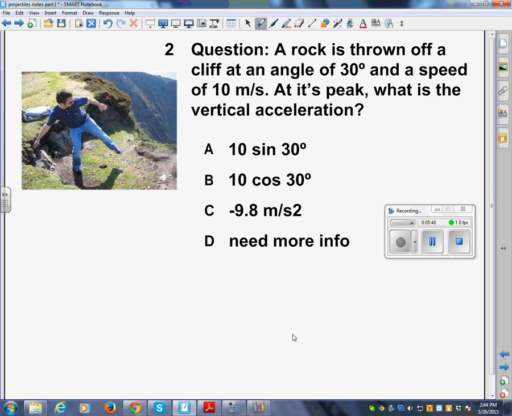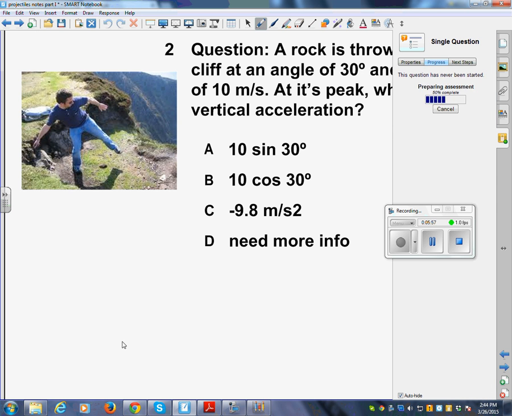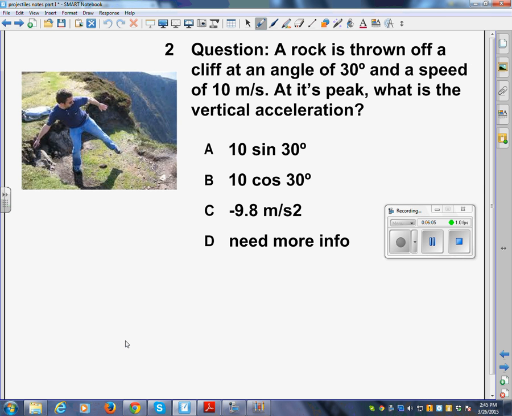Okay. I've given you this. Do you really get it? A rock is... Let me start it here so you can answer. Here's a picture of me. I'm at some big gorge and I'm throwing a rock off the edge. Hopefully there's no one down there to... A rock is thrown off a cliff at an angle of 30 degrees and a speed of 10 meters per second. At its peak, what is the vertical acceleration? Read carefully. What is the vertical acceleration at the peak?